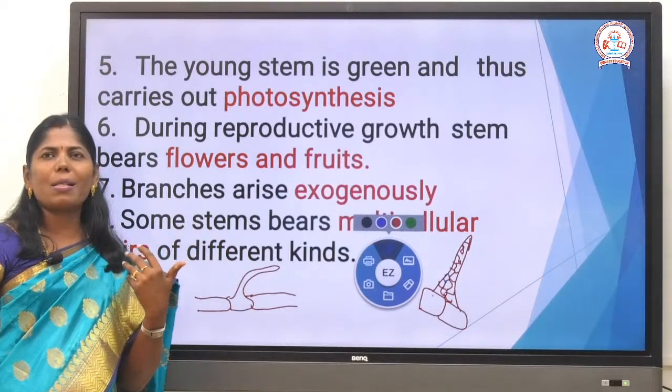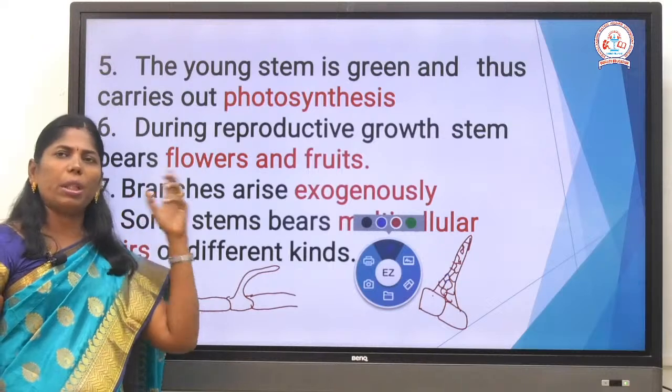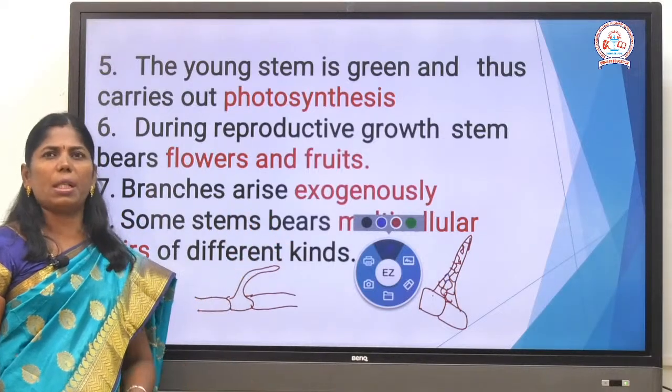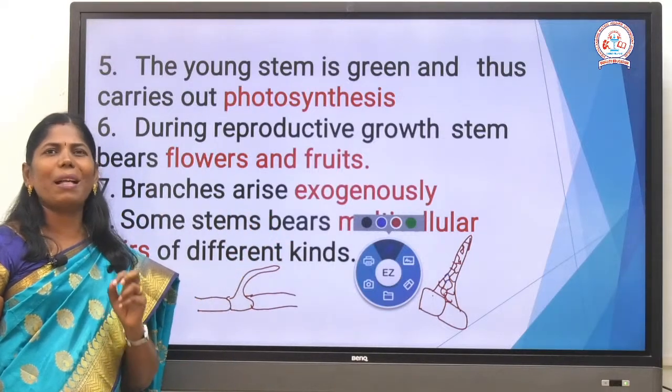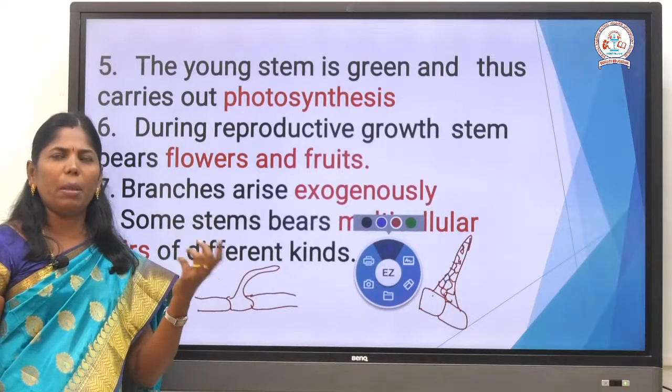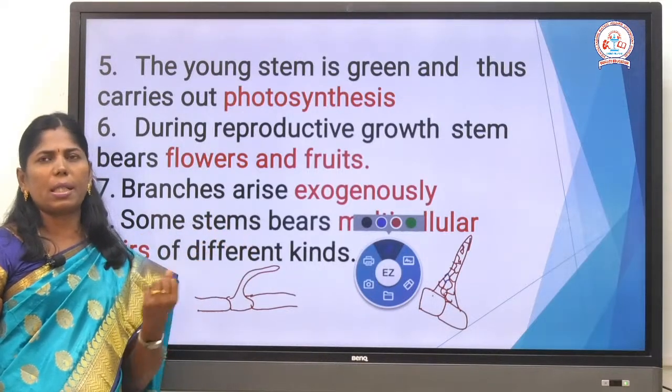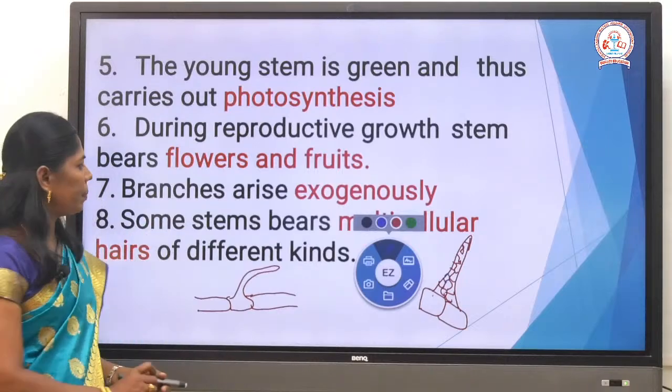Okay. So branches arise exogenously. Immediately you have to think about the root, that is endogenously. And some stems bear multicellular hairs. Then the unicellular ones. Okay, immediately you have to think of the antagonistic characters of the plant.